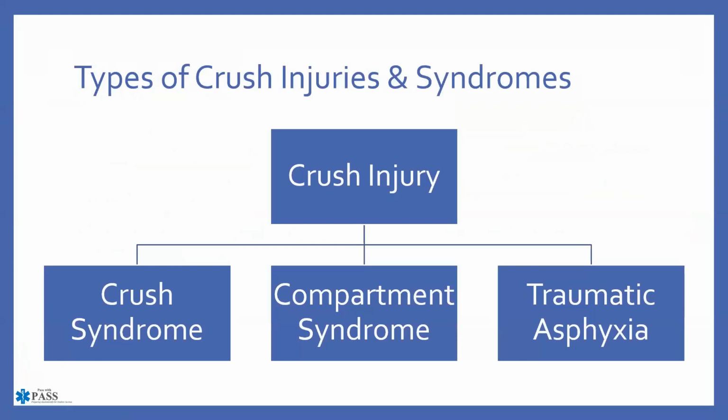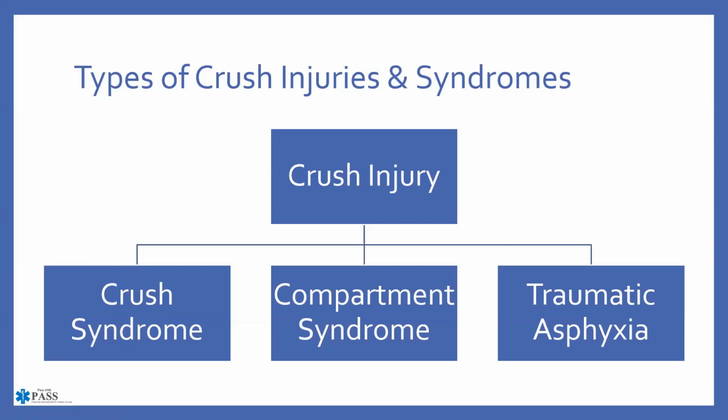Different types of crush injuries and syndrome. So crush injury has the potential to cause the three things underneath of it. Crush injury is a direct injury resulting from the crush, right? But a crush syndrome, anytime we are talking about a syndrome, is a collection of symptoms. So what would a crush syndrome look like? Well, what are the symptoms of something that has been crushed?